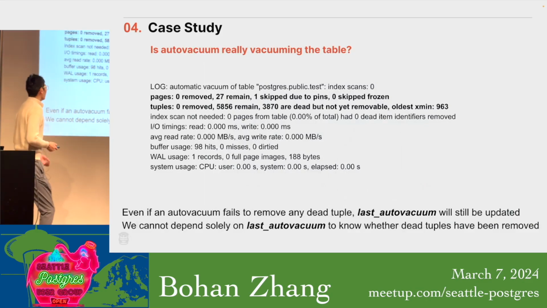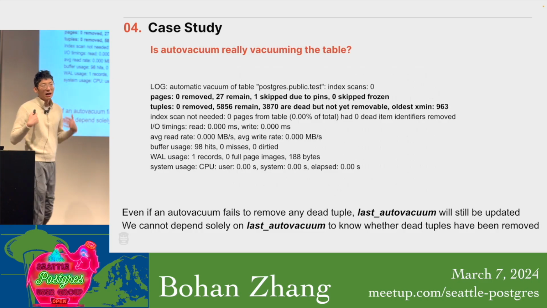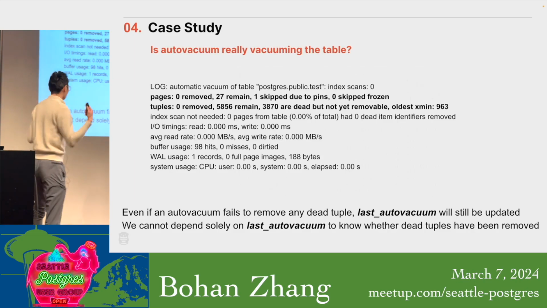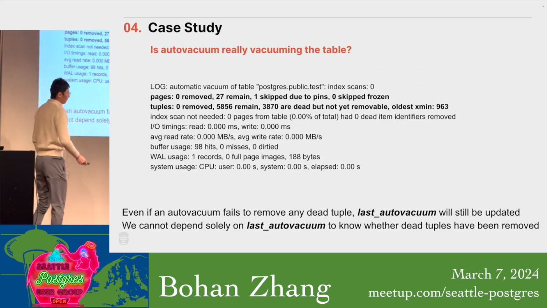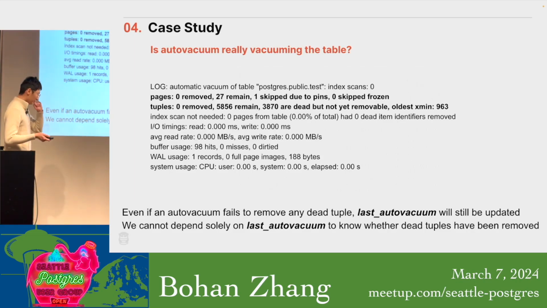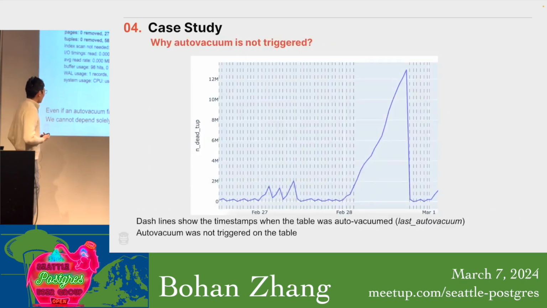So this means even if an auto vacuum fails to remove any dead tuples, this timestamp will still be updated. Which means we cannot depend solely on this timestamp, the last auto vacuum, to know whether dead tuples have been removed or not. So we cannot only rely on this metric to say whether your auto vacuum is optimal or not. So this is one very interesting example from our customers.